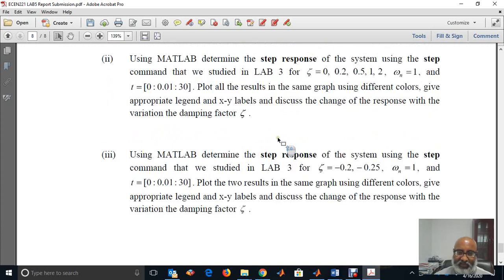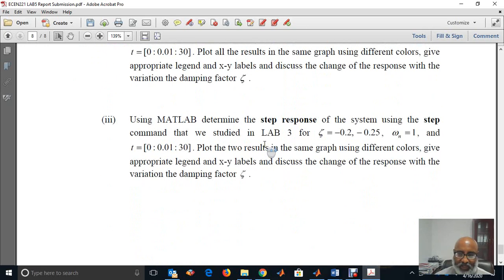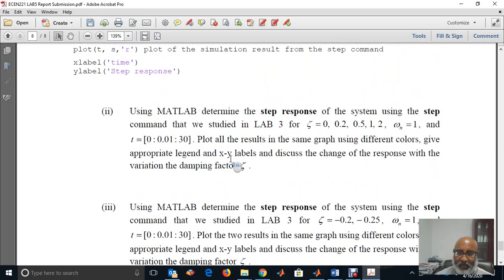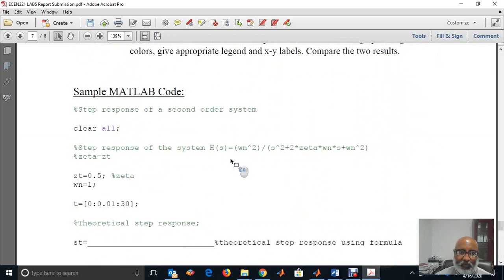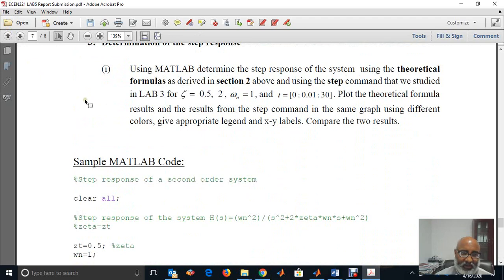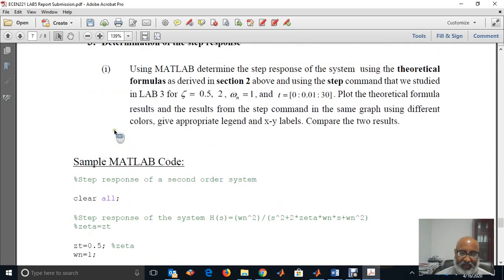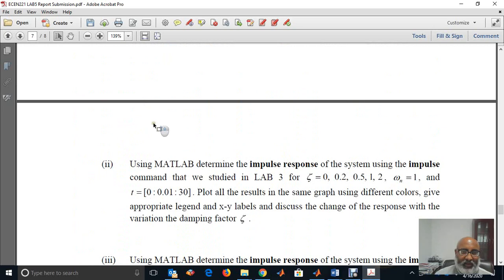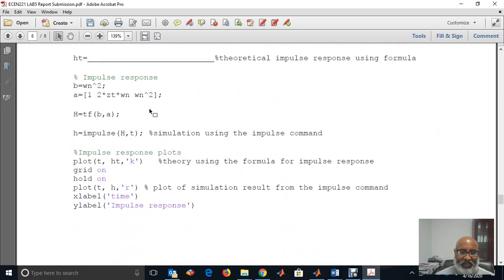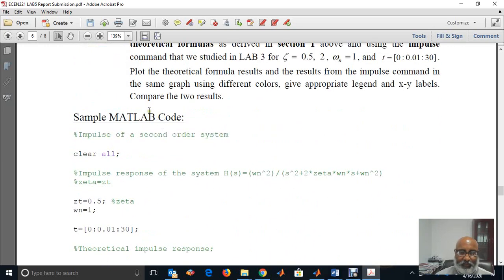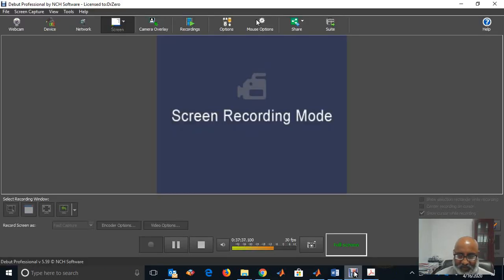So always discuss the theoretical result and the MATLAB simulation. Please try to derive the theoretical formulas by yourself, and try to compare the theoretical and the simulation result, and appreciate how the simulation can be done without complex mathematical equations. Thank you for listening to this lecture.